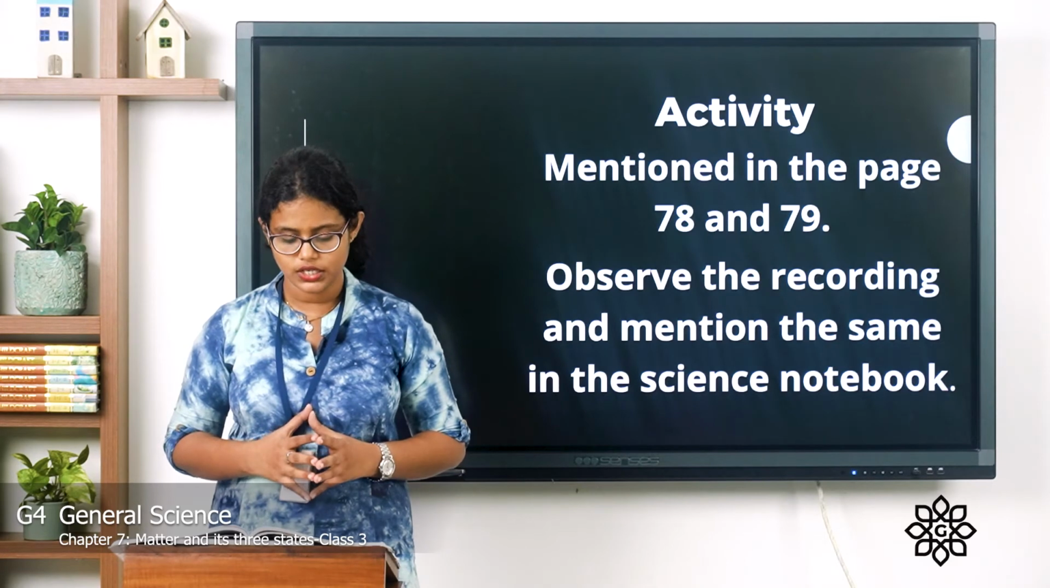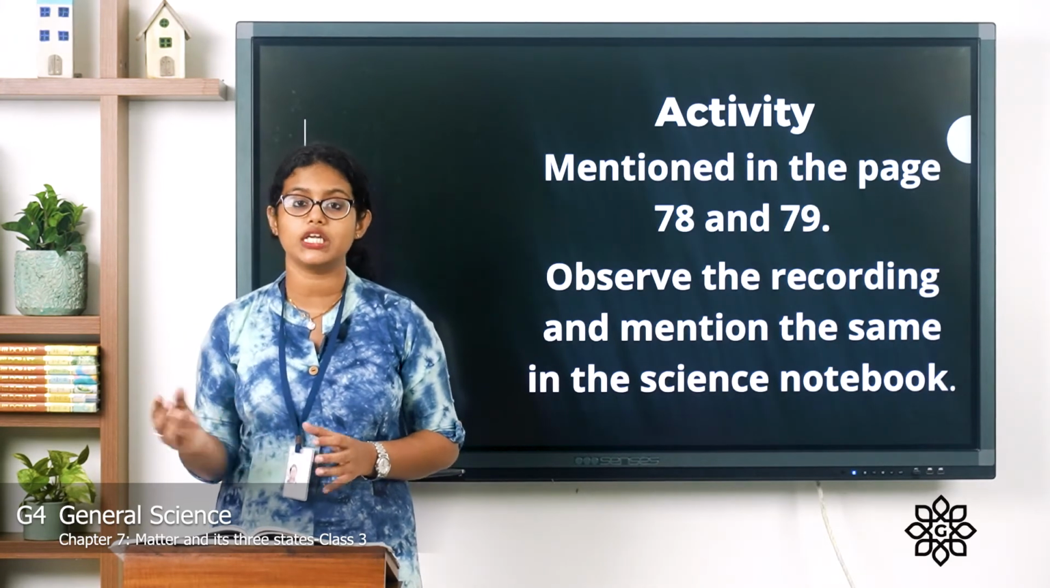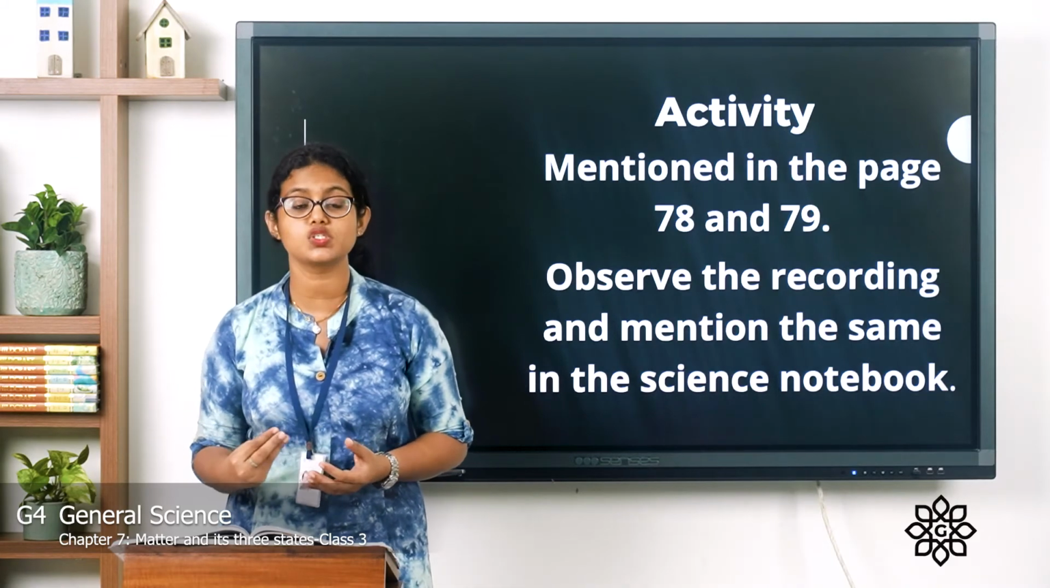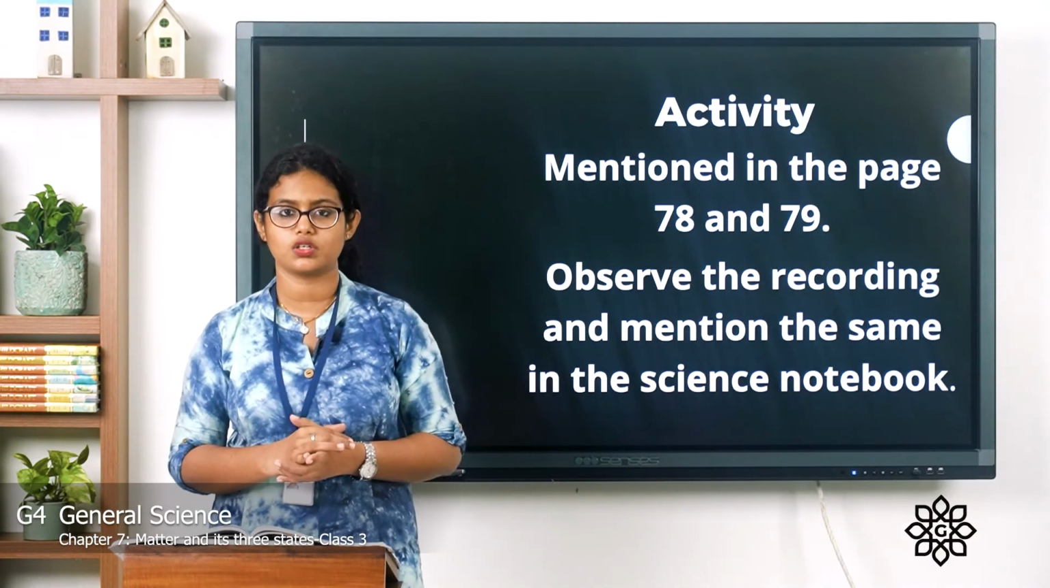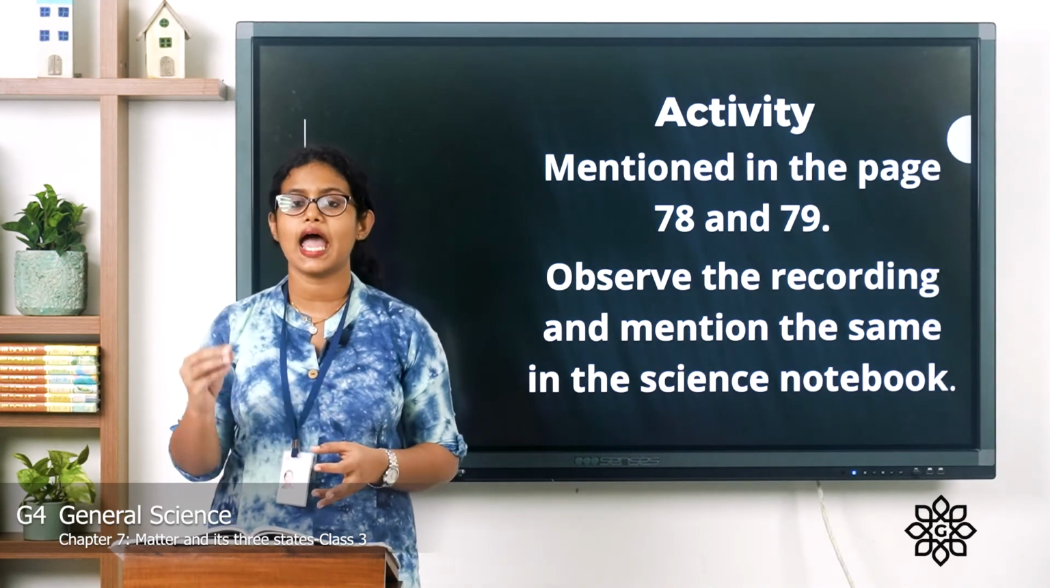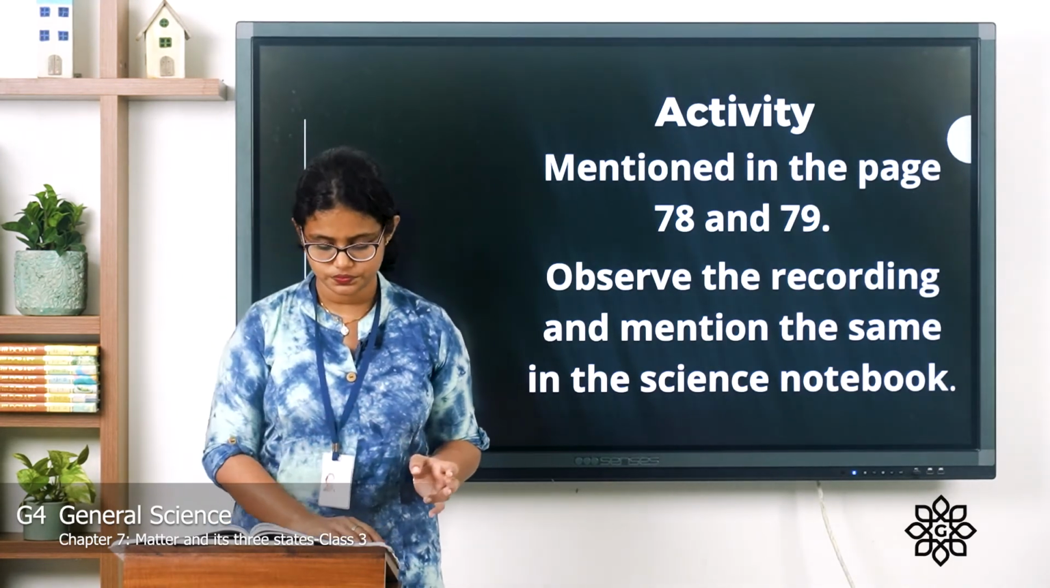On page number 78, 2 questions are given. Name the following: 2 solids that melt on heating. You can write 2 solids that melt on heating and 2 solids that dissolve in water. Solids get easily dissolved in water by stirring and heating the water.